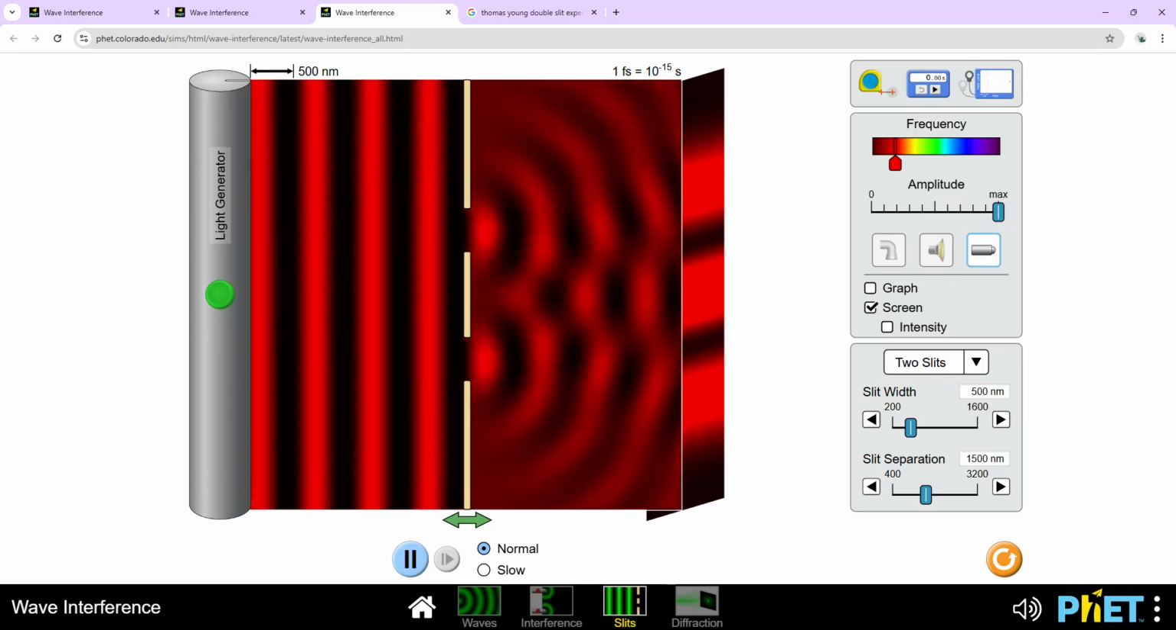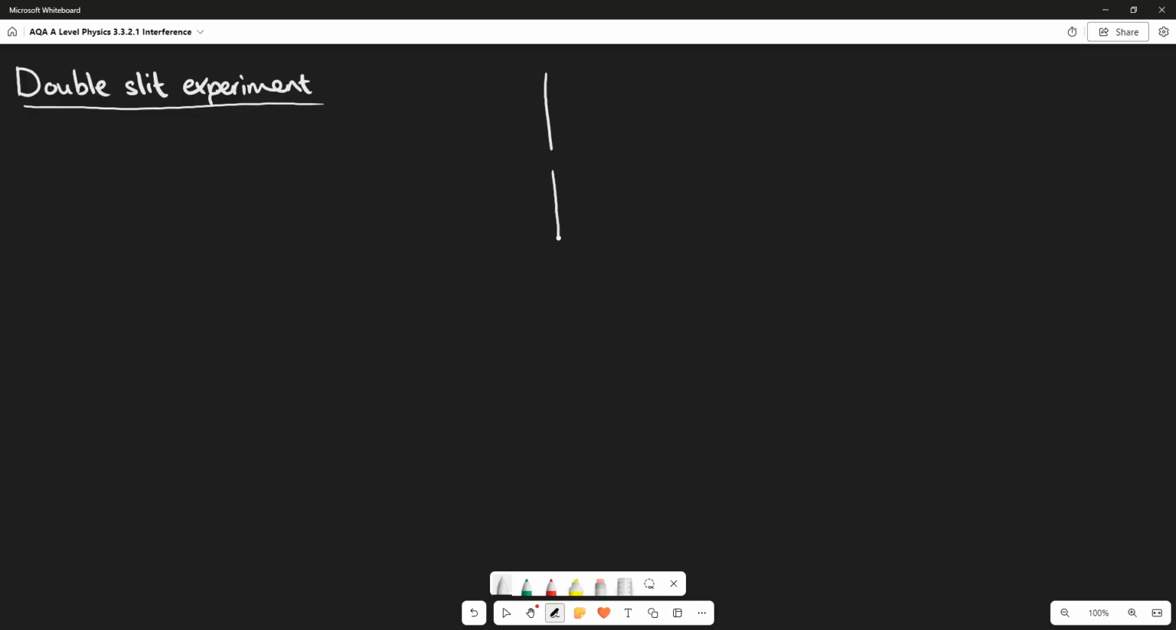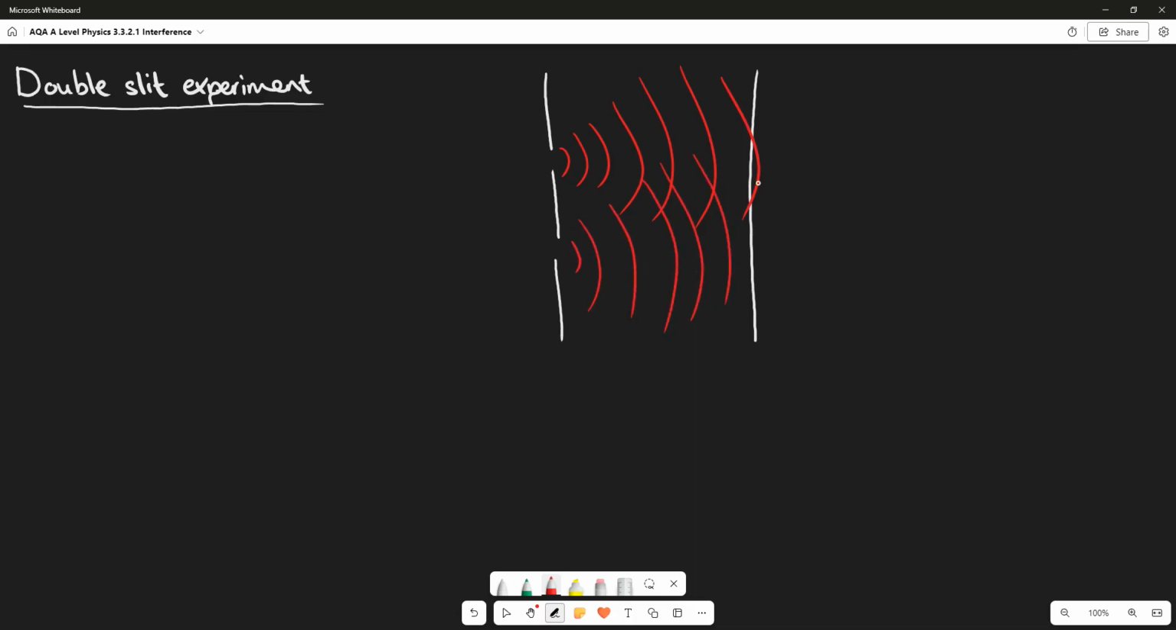Let's have a look at some of the mathematics behind this. Thomas Young used his double slit experiment to prove that light behaves like a wave. He passed light through two slits, it overlapped, and it interfered, creating an interference pattern on the screen. Particles cannot diffract. Particles cannot interfere and create a diffraction pattern. Only waves can do that. Therefore, light does behave like a wave.